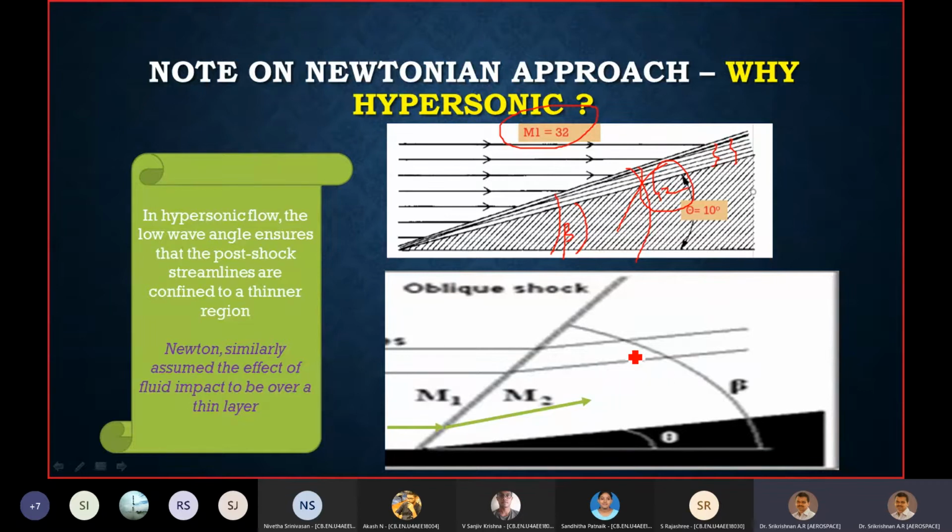Any questions so far before we go to the actual formulation of the aerodynamic forces? Any questions on what we have discussed so far?